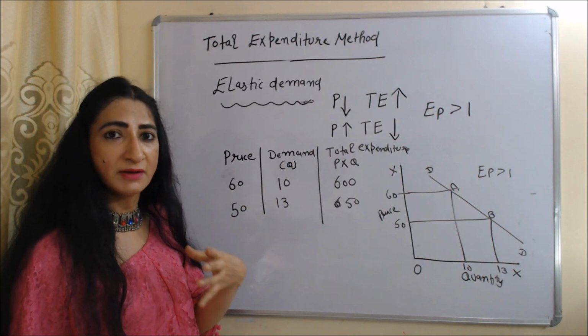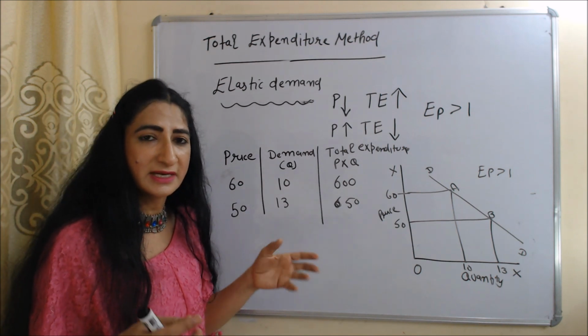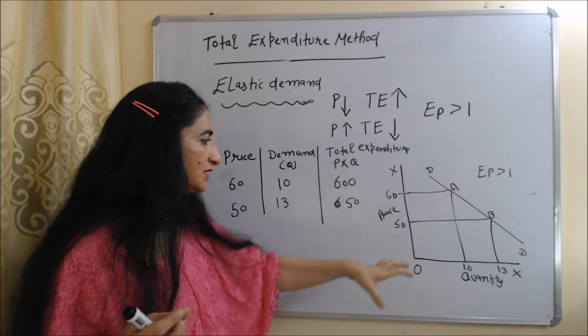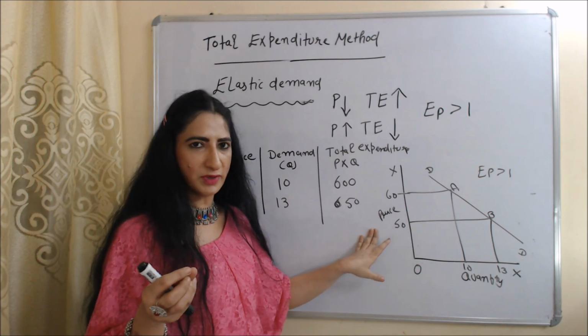But why? Because of low price, consumers start buying more goods and services. That's why when price reduced, our total expenditure increased. Same thing you can see in this diagram. On x-axis we have quantity demanded, y-axis we have price.